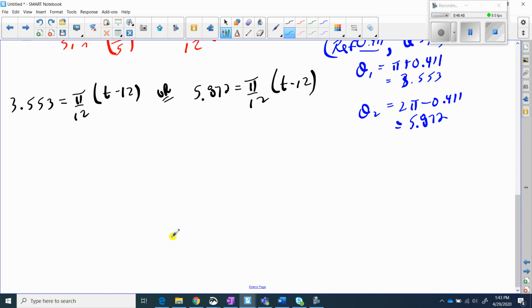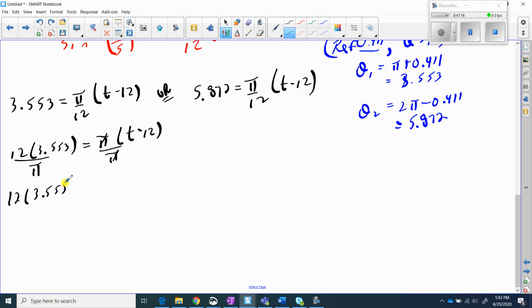All right, here we go on our calculator. So to get t by itself, I'm going to start doing a few things at once. I'm going to have to multiply both sides by 12. So 12 times 3.553 would equal pi onto t minus 12. Then I'm going to have to divide by pi. Divide that side by pi. That would get rid of that. And then I'm going to have to add 12 to both sides. So at the very end, I'm going to have to type in 12 times 3.553, divide it by pi, get that answer, and then add 12 to that, and you'll be left with t by itself. Let's see what I get.